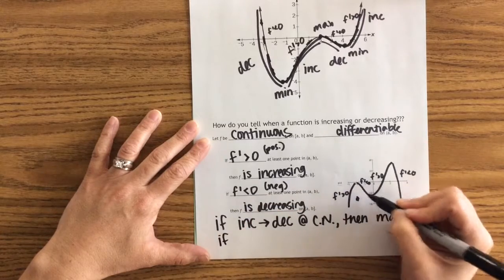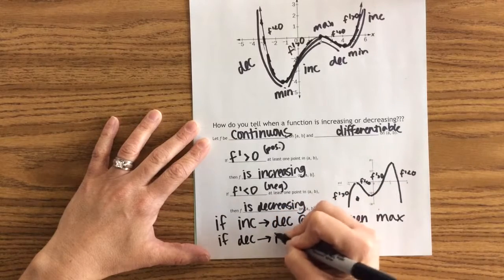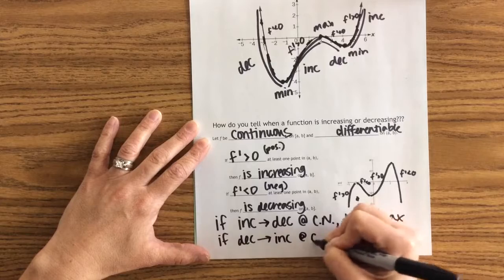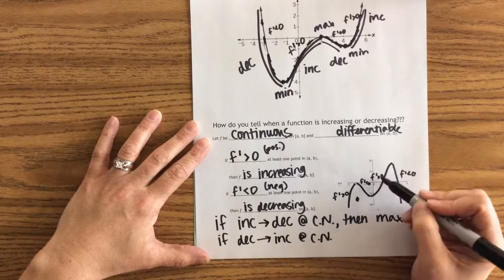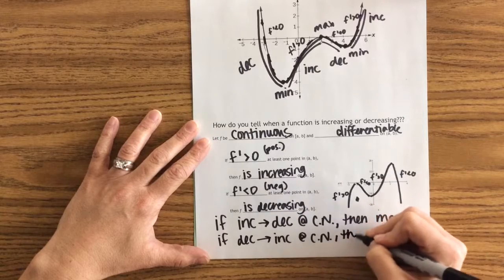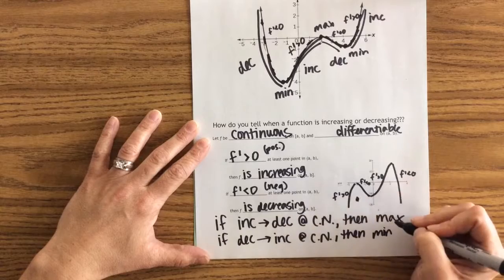If you have that decrease change to increase at a critical number, we learned about critical numbers on Monday. If you go decreasing to increasing, then you have a min. And that's because you go down and then up, so that would create a minimum.